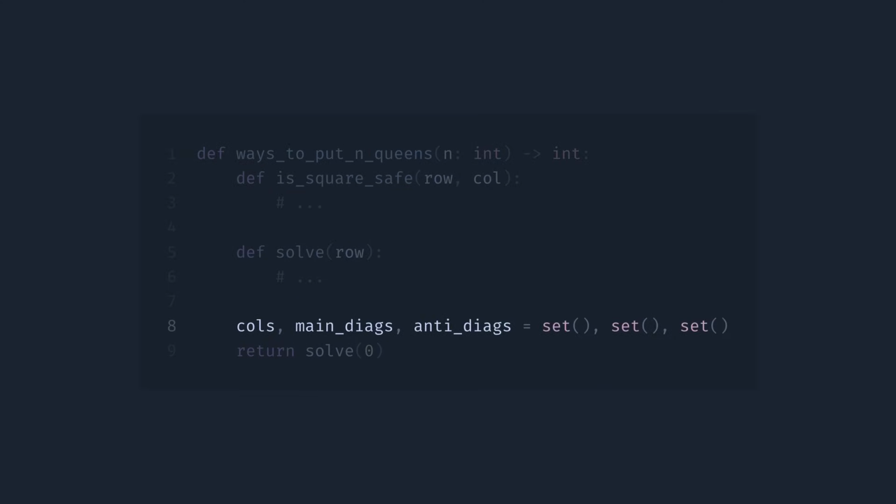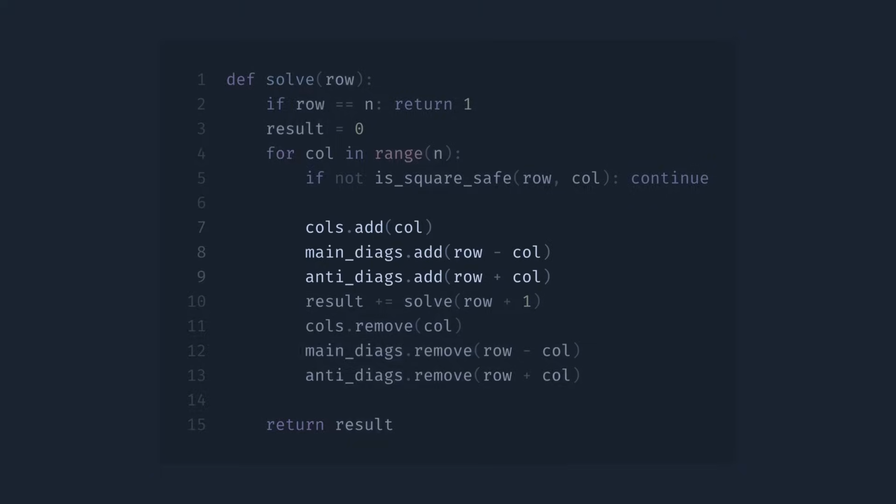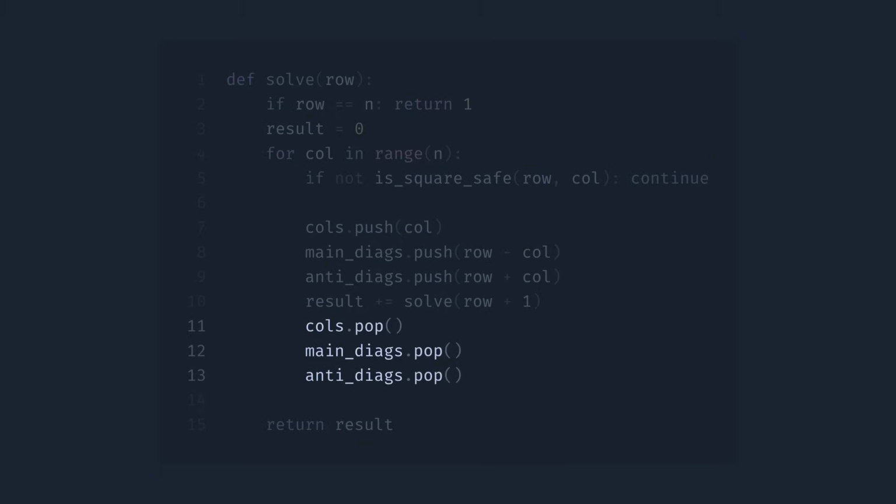Maybe let's try lists here. They for sure introduce back the n factor we just got rid of, but they are also much more efficient than sets on small sizes. So in the main function, let's replace our sets with lists. And in the solve function, replace adds with appends and removes with pops. The square function will be the same as before.